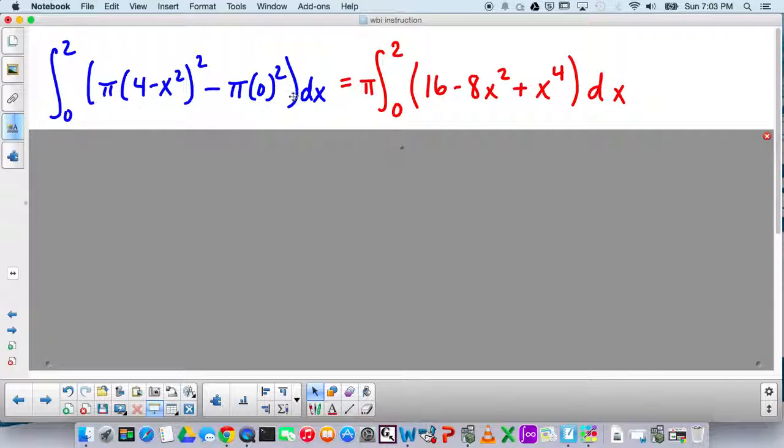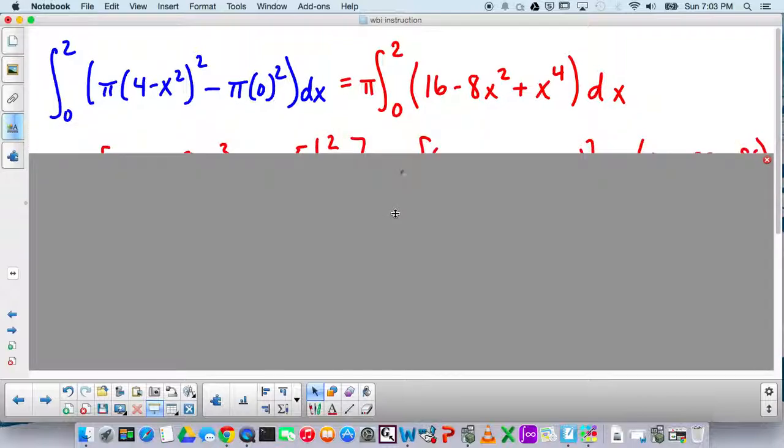So here's our integral again. We can simplify. I'm going to pull the pi out, so pi comes out to the front, and then this would just be 0, so now that's gone. And if we multiply out 4 minus x squared squared, we get 16 minus 8x squared plus x to the 4th. We're going to integrate that.